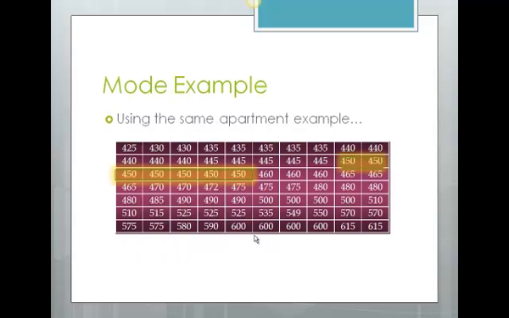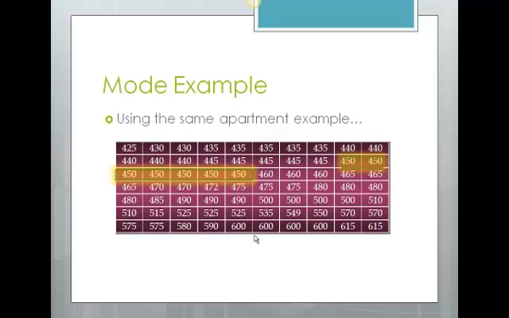Our example here would be the mode here is 450. That means that of all of the 70 apartments surveyed, 450 was the most common monthly rental amount. It doesn't mean it was the average, it just means it was the most common.